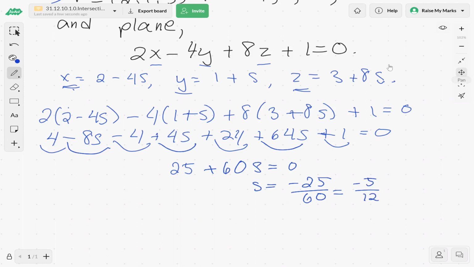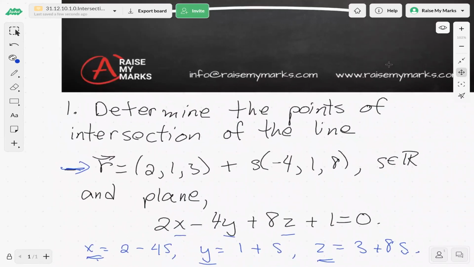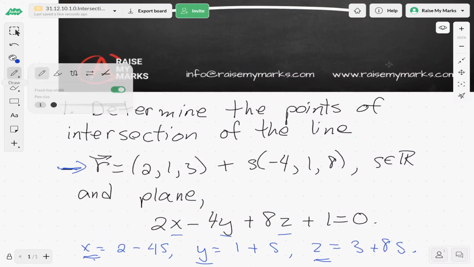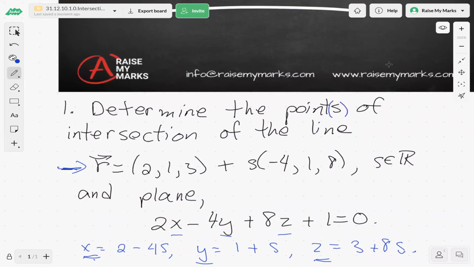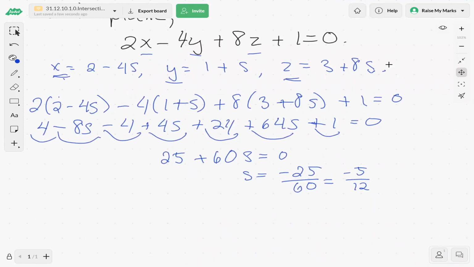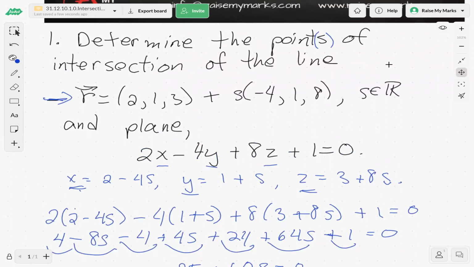All right, so now what's our question? Our question is to determine the points of intersection of the line and the plane. So it might just be one. Well, we found one value for s, negative 5 over 12, and we got this s value from plugging the parametric form of the line into our plane. That means we found the s value for when our line intersects our plane.